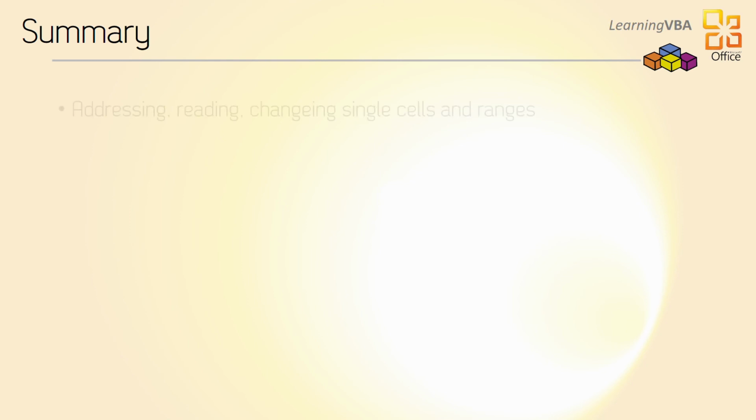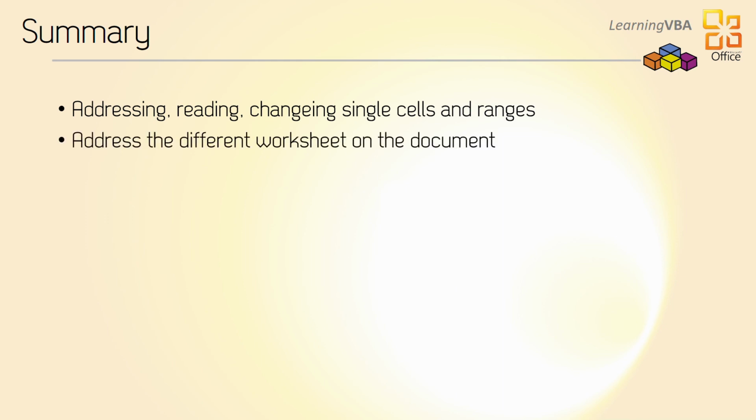In summary, what we have learned today is how we can access the various cells of the Excel document, how we can read the content of an Excel document, and how we can change the value in an Excel document. Also, how we can address the different worksheets. So if we want to read data from various worksheets, we can obviously do that. We can select worksheets by name or by ID.